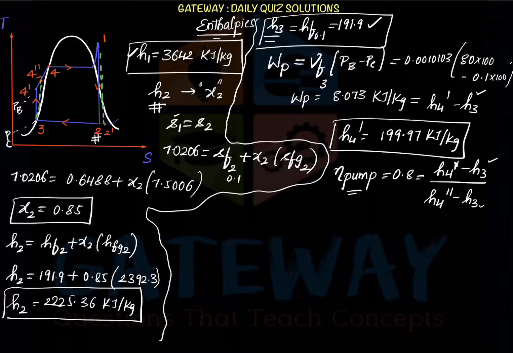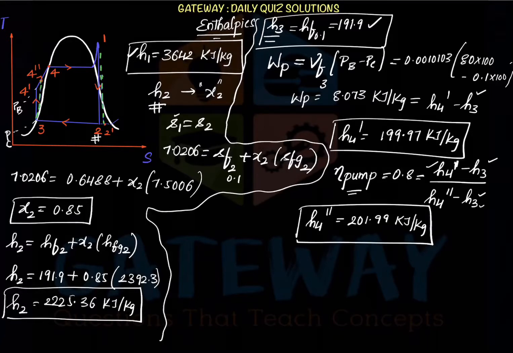H3 was known in the question, H4 dash was known. Then we'll calculate H4 double dash from this. By substituting all the values from the given data, we'll get H4 double dash as 201.99 kilojoule per kg. Now the net or actual work done by the pump can be given by H4 double dash minus H3, and that comes out to be 10.09 kilojoule per kg.